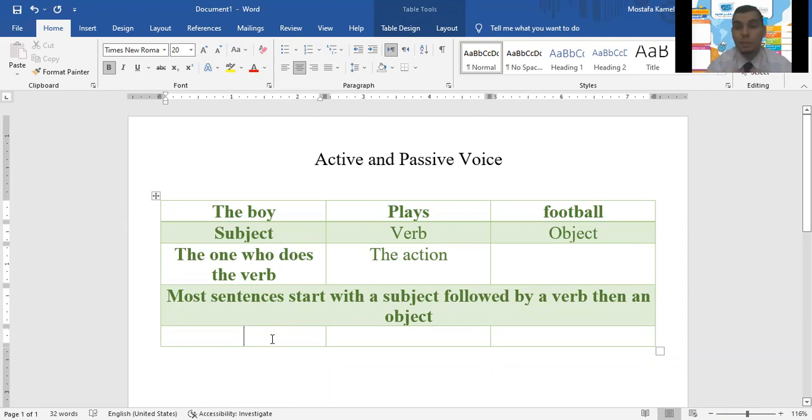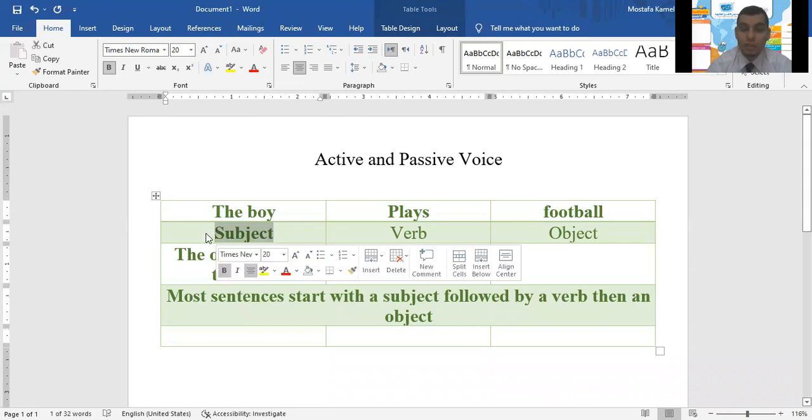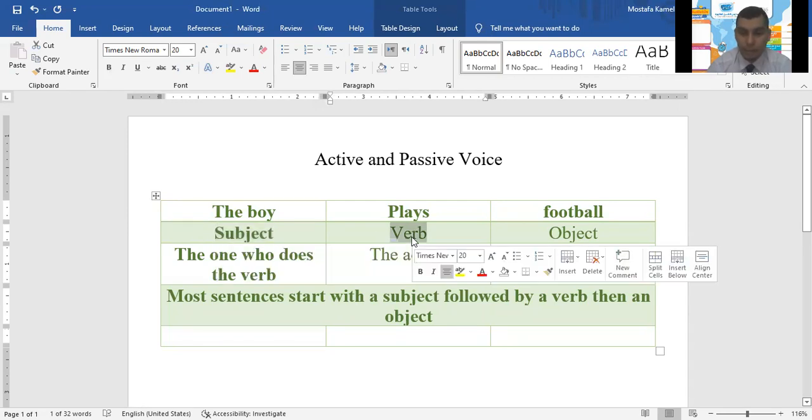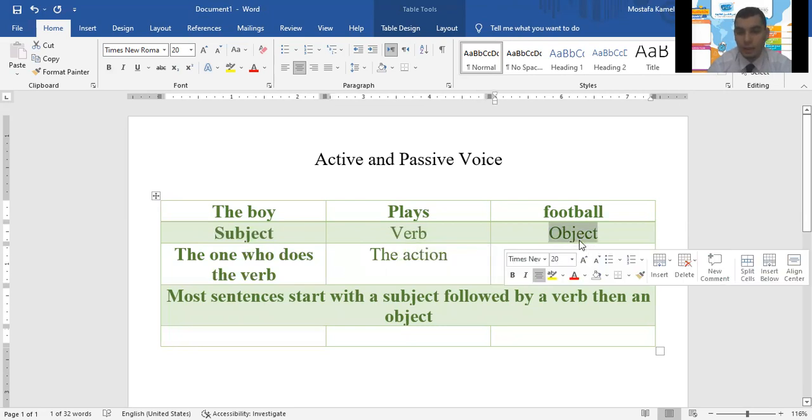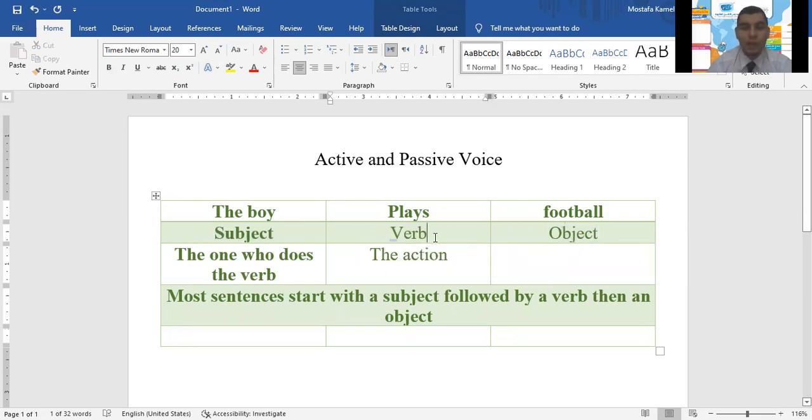So the active voice, Bilal, starts with a what? It starts with a subject, then followed by a verb, a verb followed by an object. An object. Now listen to the following clue.